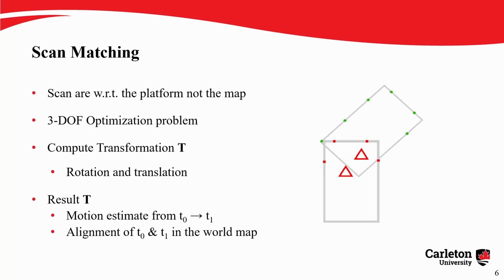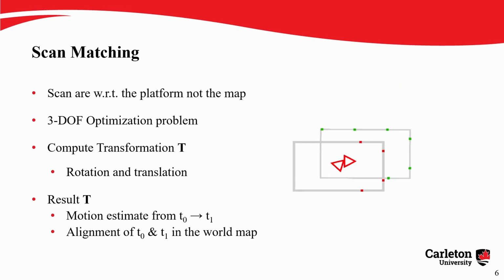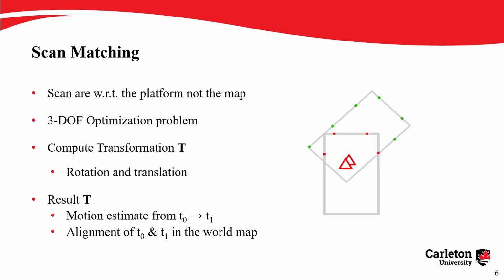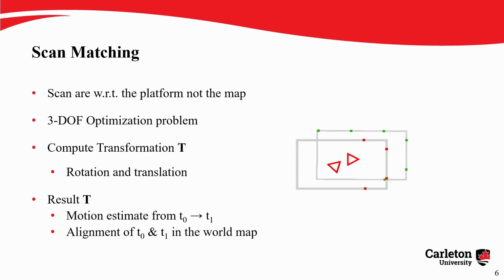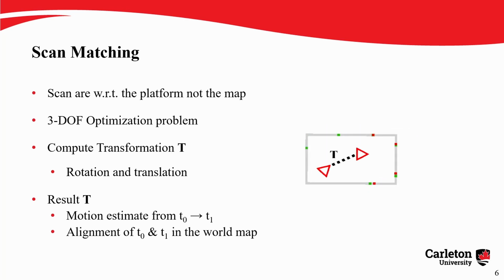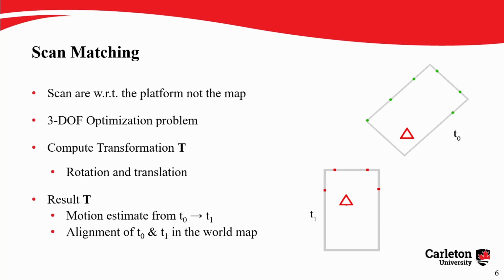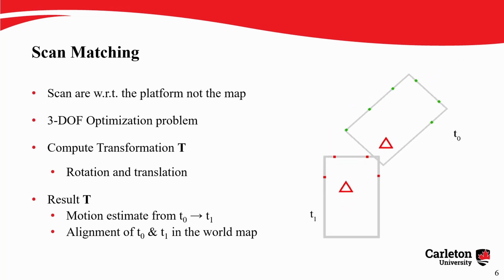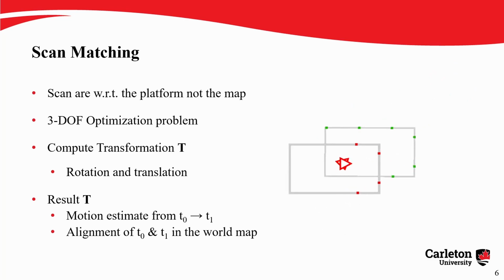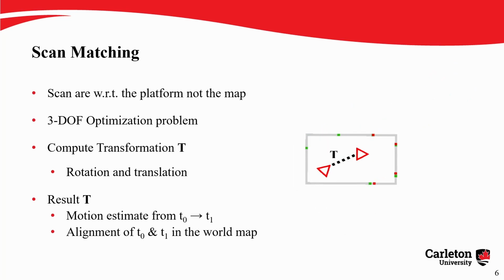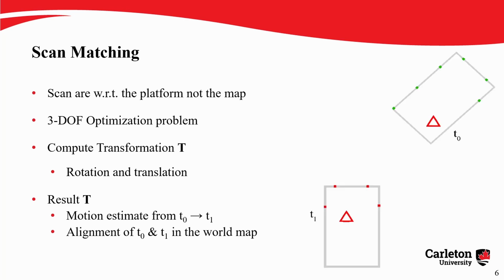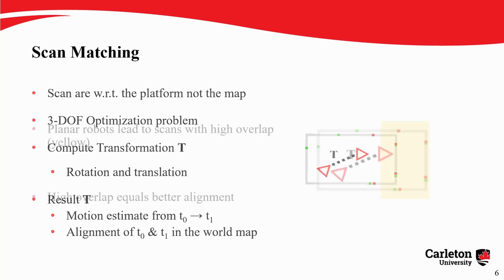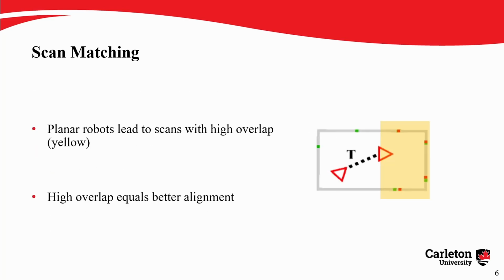And this is what that looks like. Scans are provided to the scan matcher in reference to the platform. So what I mean is that the platform is always at the origin, and the platform is always facing forward when the scan is given to the scan matcher, like you can see here. The scan matcher's job is to find the optimal 3 degrees of freedom transformation required to align the scans. By correctly aligning the scans, you're able to find the relative transformation T that represents the platform's motion between the two scans. But scan matching isn't always as easy as the animation makes it seem.